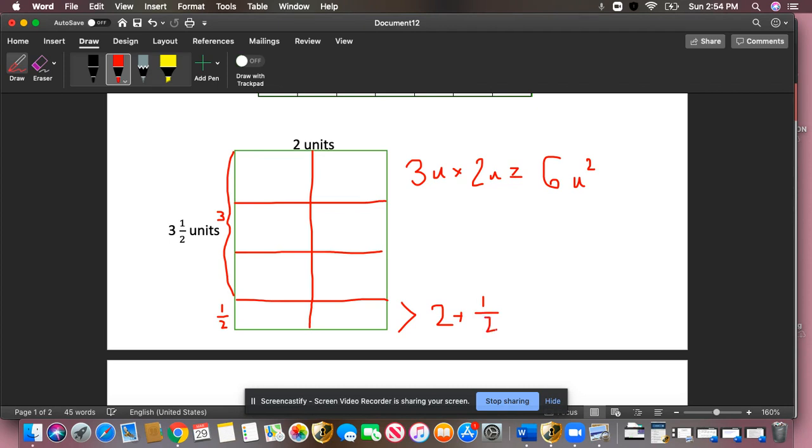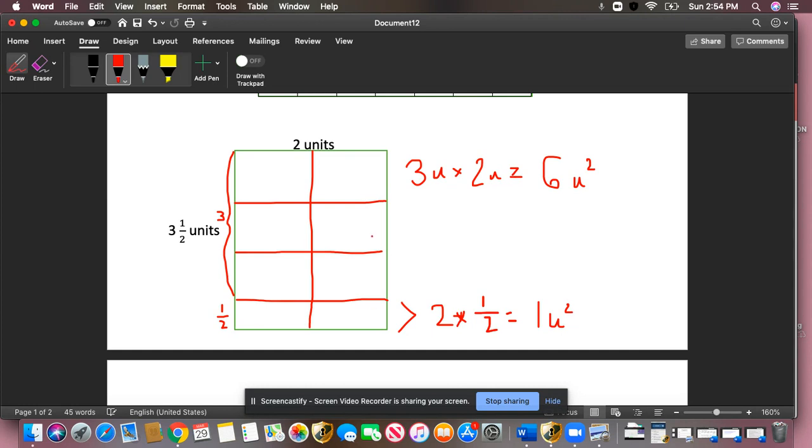2 units times 1/2, which is equal to 1. If you thought about it, this is a half a unit, this is a half a unit. Together, a half and a half would equal 1. You could think about it that way. Sorry, I'm trying to make this look like multiplication, not addition, which would be 1 unit squared.